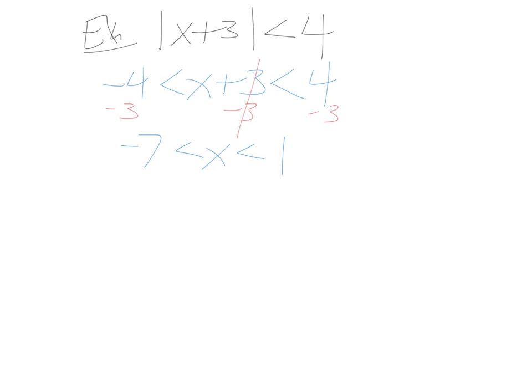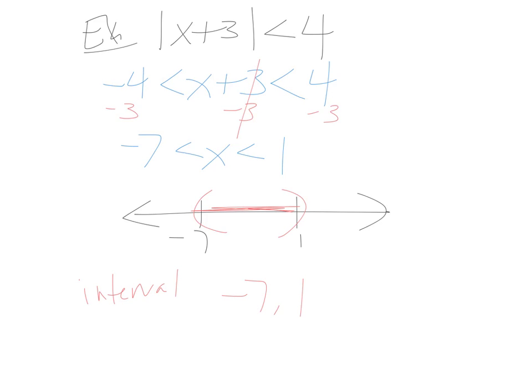Let's graph that on a number line and also write that in interval notation. So on a number line, from -7 to 1, the x is trapped in between, so my graph is trapped in between. Less thans without the equal to, parentheses. Interval notation, from left to right, start and stop. The left is -7, the right is 1, and parentheses.